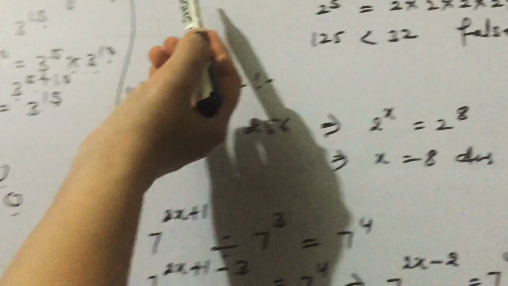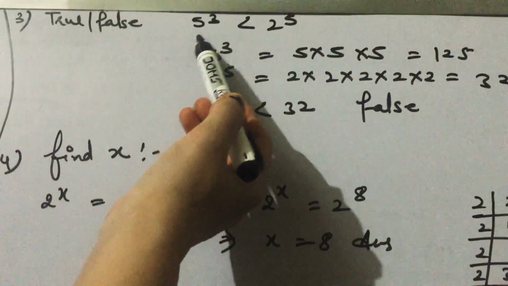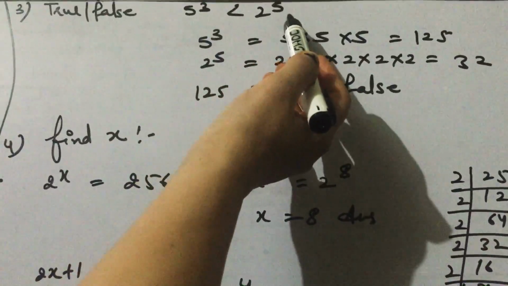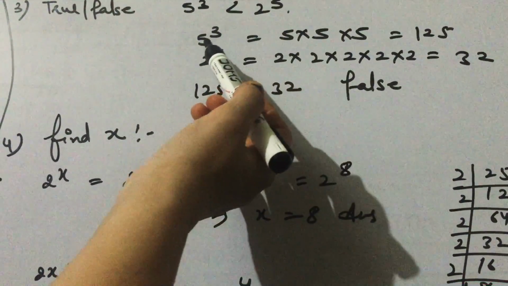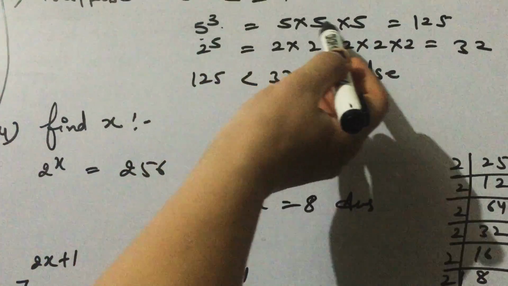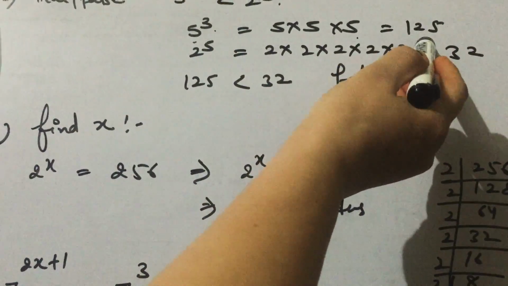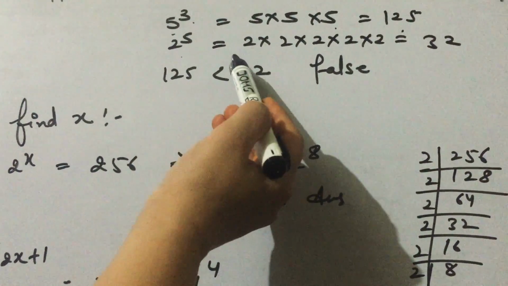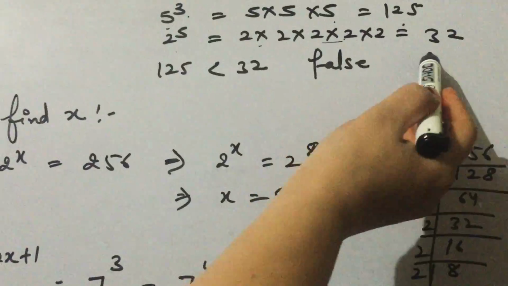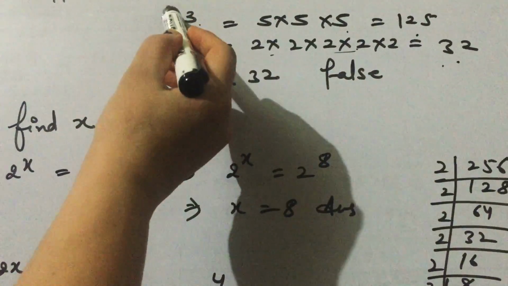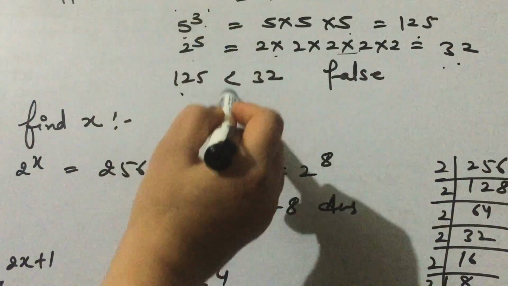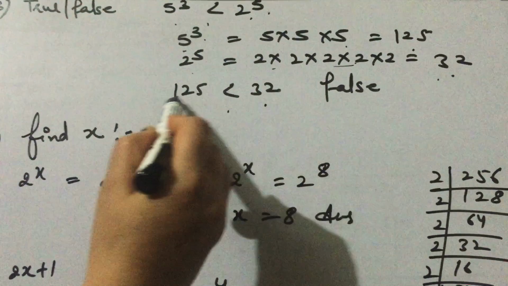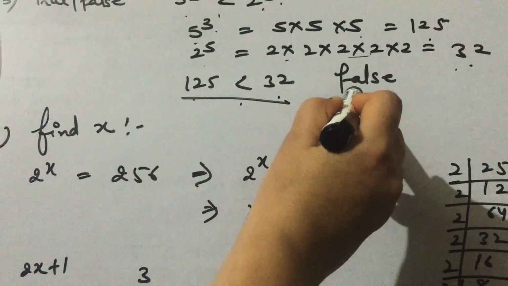Question number 3, true or false. 5 raised to power 3 is less than 2 raised to power 5. So we have to solve it first. 5 raised to power 3, 5 times 5 times 5, that is 125. 2 raised to power 5, we have to write 5 times, the answer is 32. So 5 raised to power 3, 125, less than 2 raised to power 5, 32. But this is not possible, it is false.